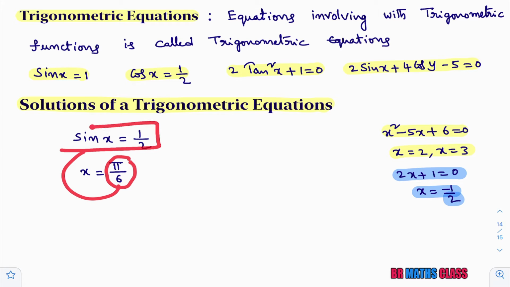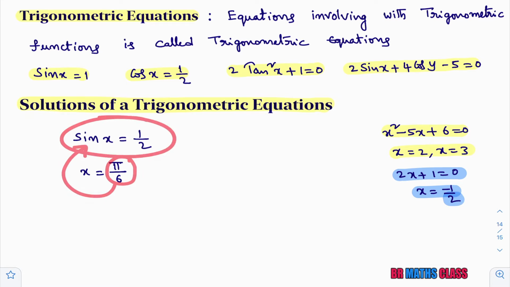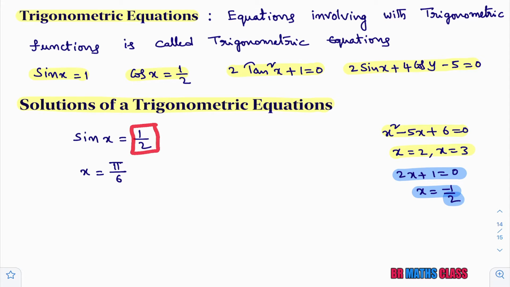So in place of x, if I write pi by 6 in the trigonometric equation sin x equal to 1 by 2, it satisfies. So pi by 6 is a solution of the trigonometric equation sin x equal to 1 by 2. We know that sin x is positive in the first quadrant as well as the second quadrant. So we can find one more x value such that sin x is 1 by 2 in the second quadrant. How do we find the x value which satisfies this equation and lies in the second quadrant?